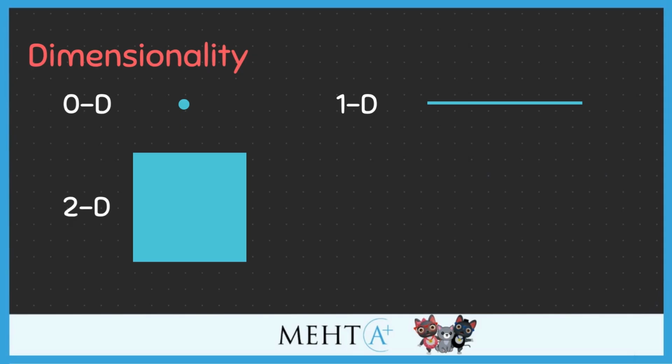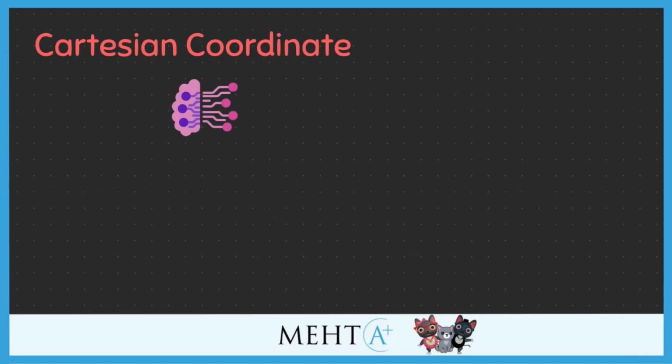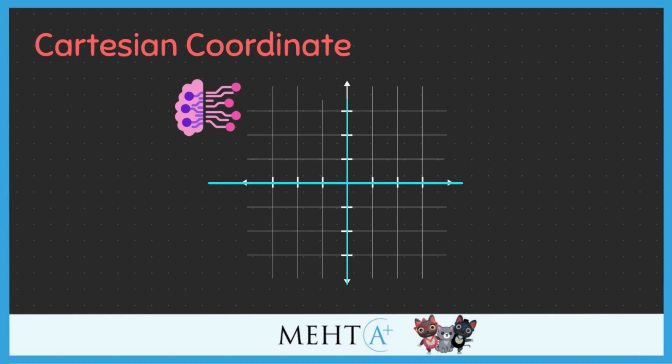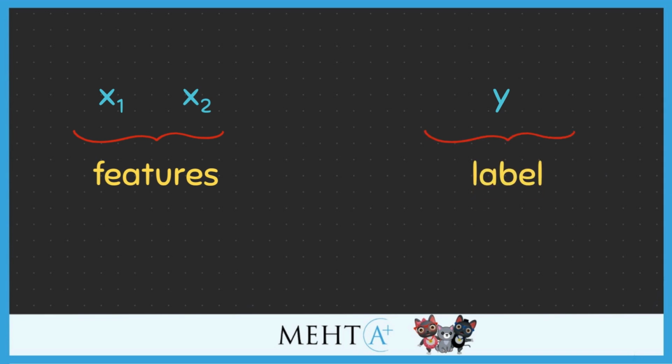Anyway, now let's stop at the 2D case. Normally, when you want to draw graphs in math class, we use the Cartesian coordinate system. We have an x-axis and a y-axis. Now that we're doing machine learning, we're not going to label our axes as x and y. We're going to label our axes as x1 and x2. Why? Because x1, x2, etc. are reserved for our features, and y represents our label.